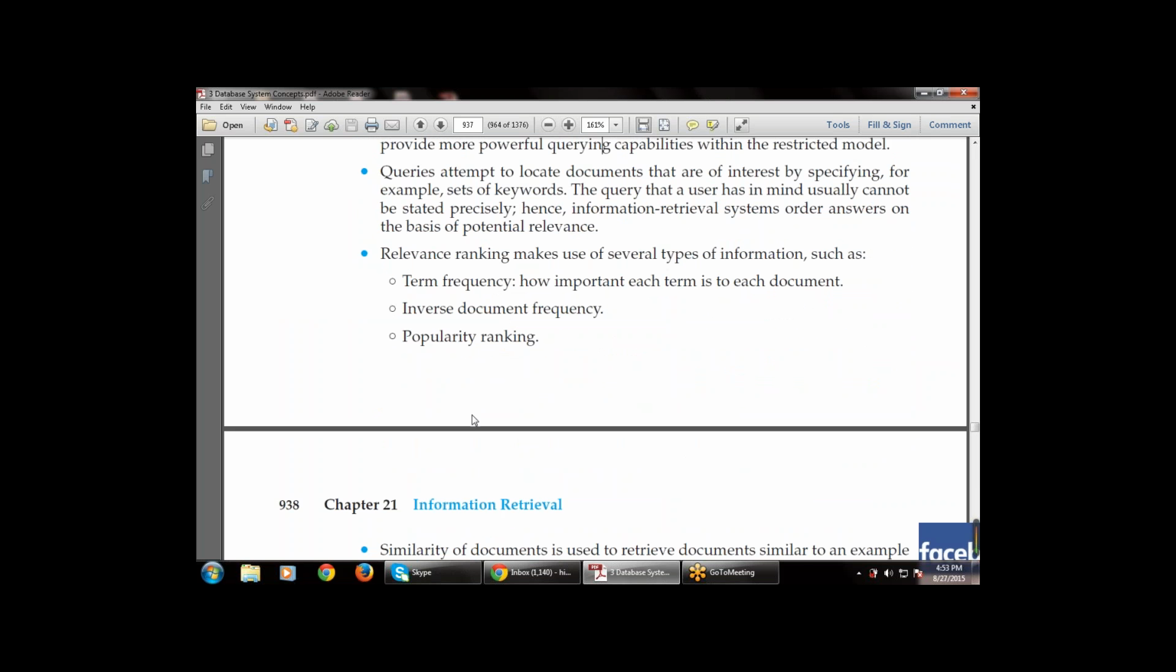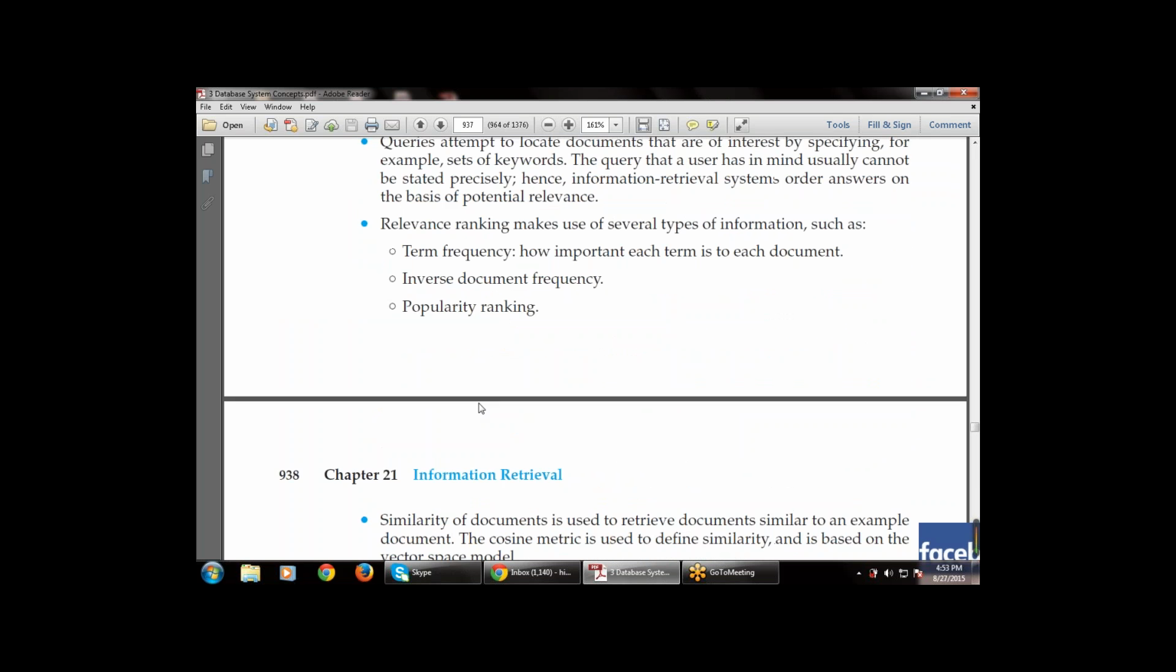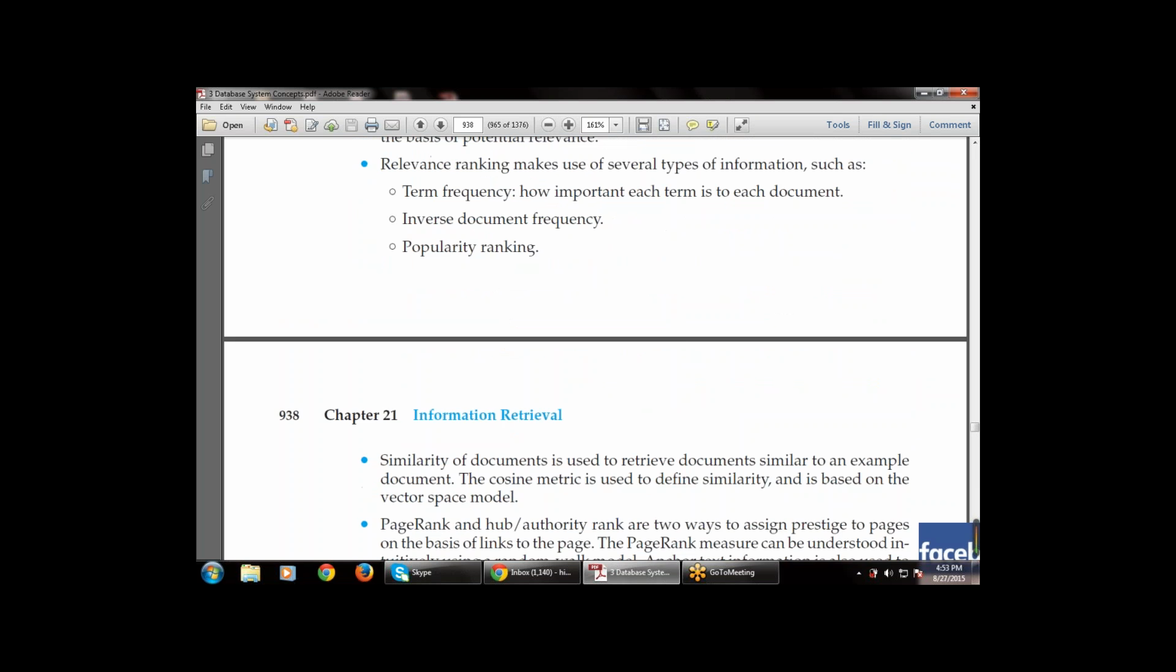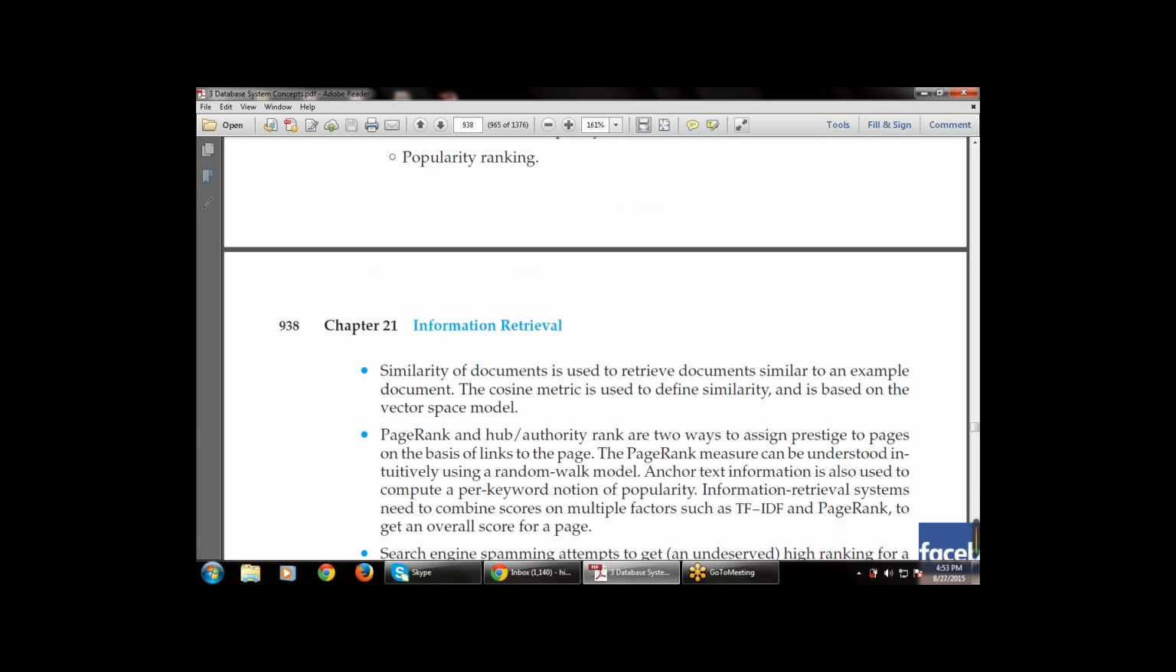Then popularity ranking is also one of the techniques for finding relevance ranking. Then similarity of documents is used to retrieve information similar to an example document. The cosine metric is used to define similarity and is based on the vector space model.